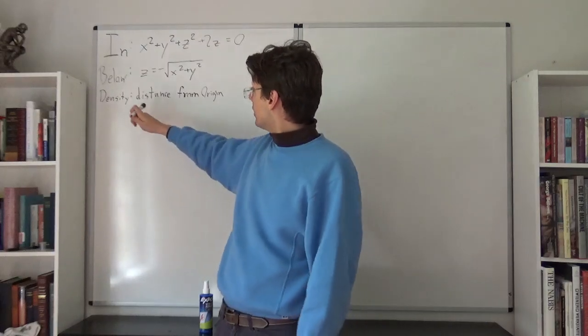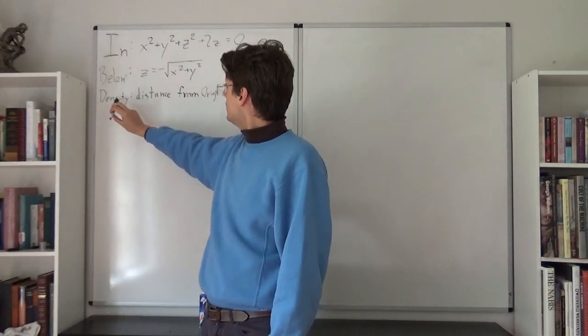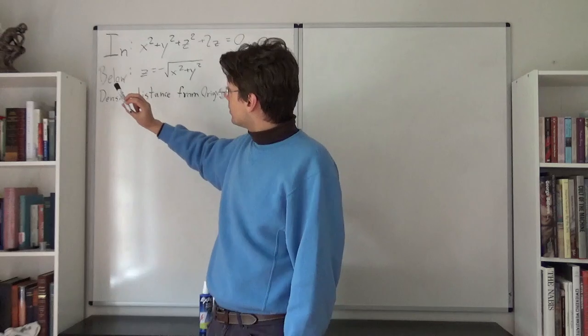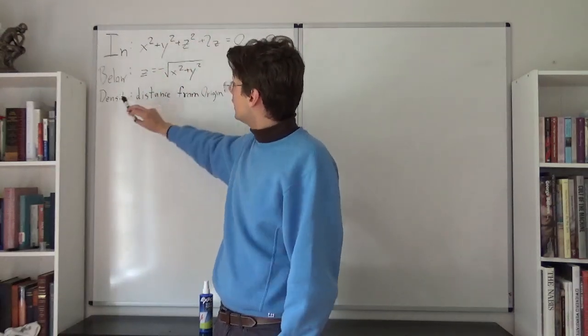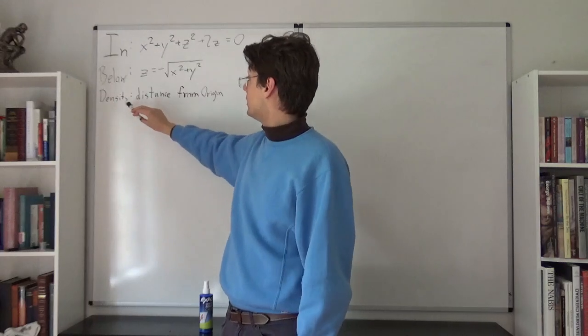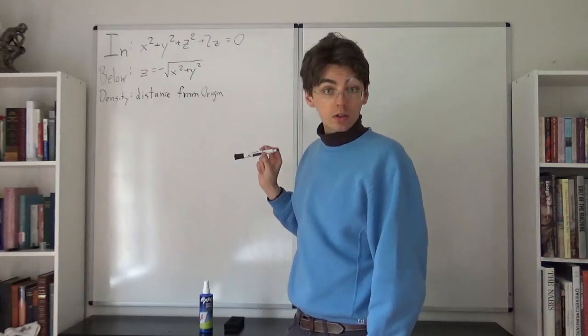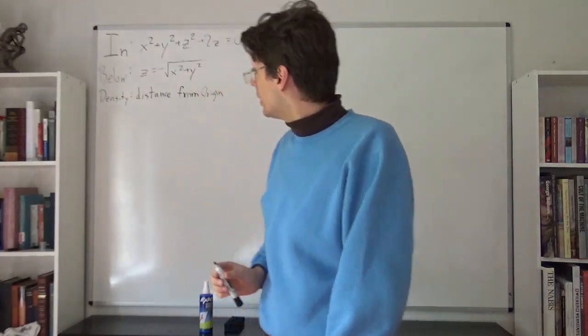And we want to figure out, okay, what is the integral? What is the total mass of this region given the following density, where the density is the distance from the origin. Alright, so let's get down to it.